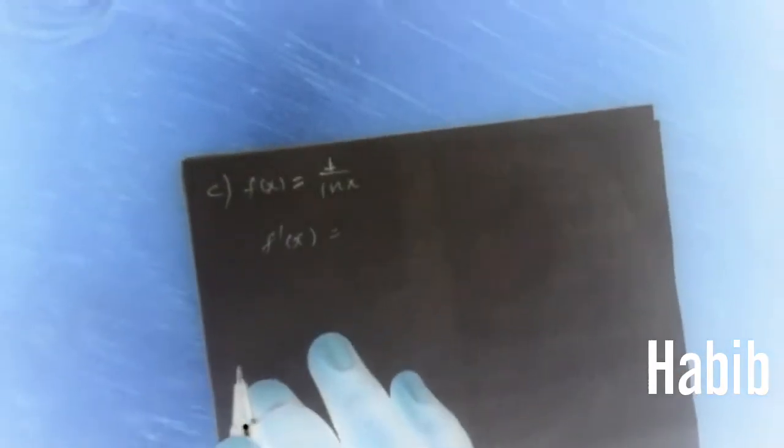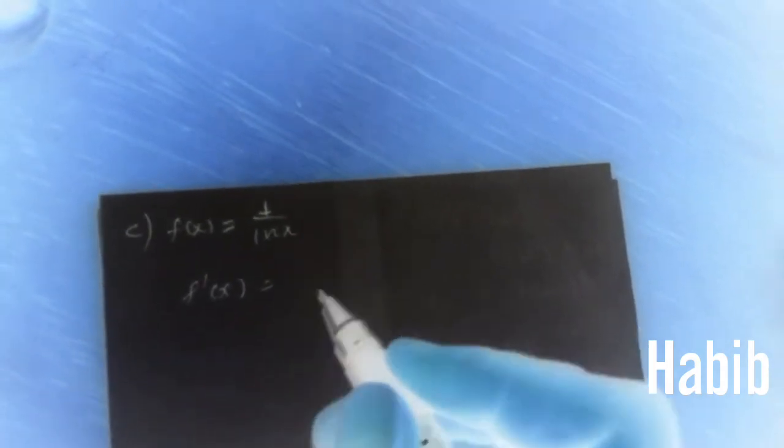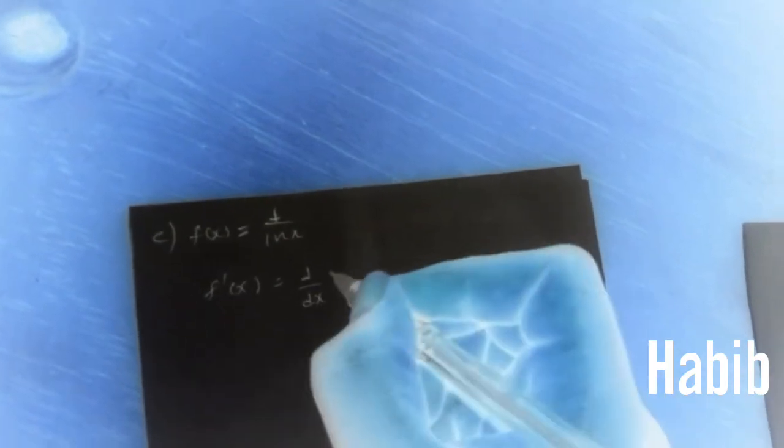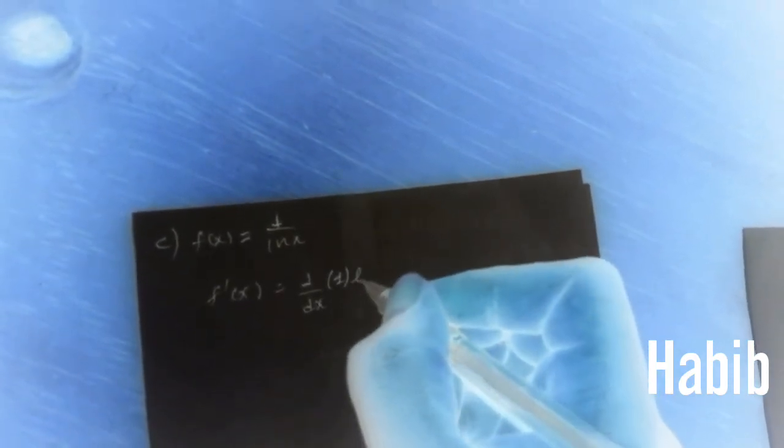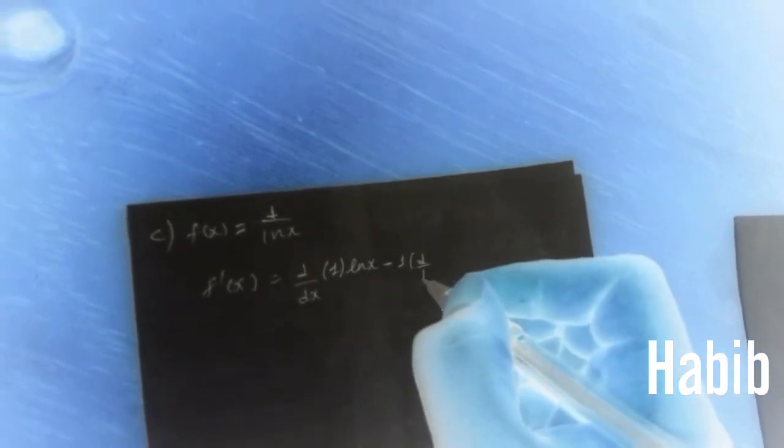Therefore, f derivative at x equals d by dx of the numerator times the denominator, minus the numerator times d by dx of the denominator. Therefore, d by dx of 1 times ln x, minus 1 times d by dx of ln x, the whole over ln x the whole square, since the denominator is ln x the whole square.